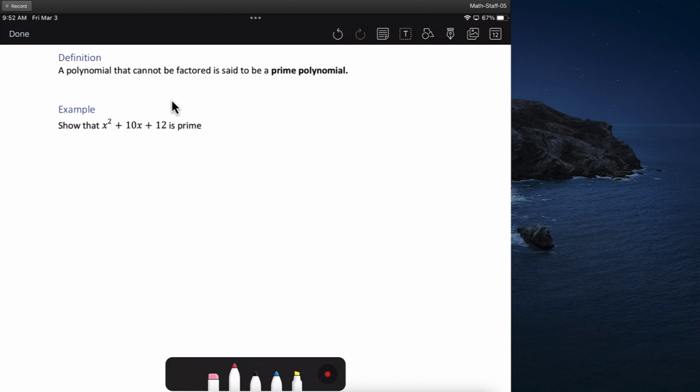A polynomial that cannot be factored is said to be a prime polynomial. In this example, let's show that the trinomial is prime. List all the factors of 12. 1 and 12, 2 and 6, 3 and 4. All of these pairs of numbers multiply to positive 12. Now, do any of those pairs add up to positive 10? It looks like they do not. So we can say that this trinomial is a prime trinomial, meaning it cannot be factored.